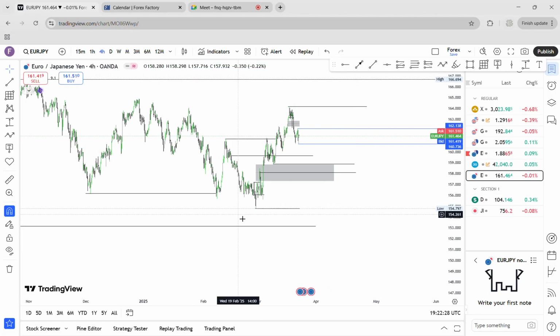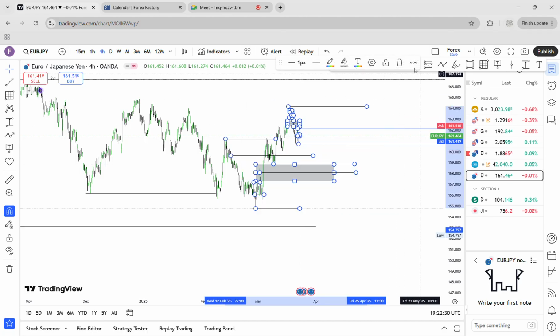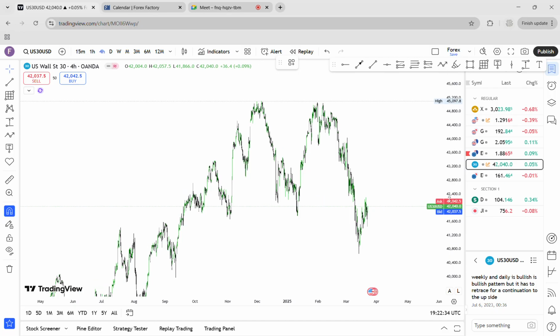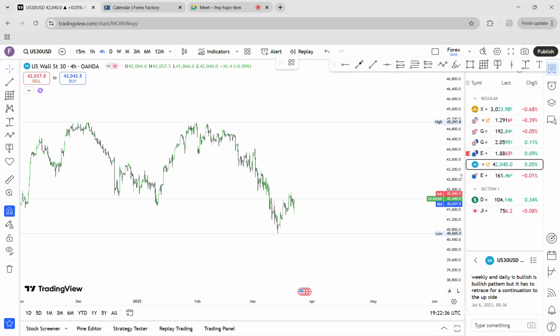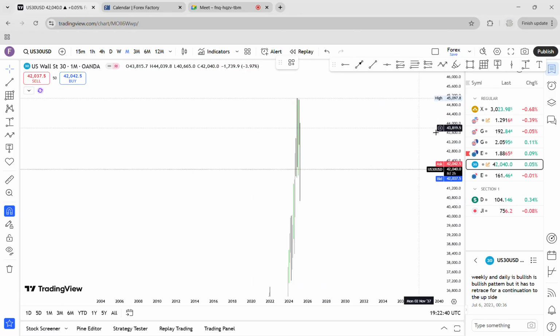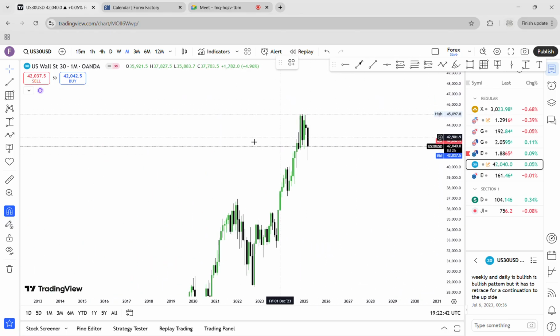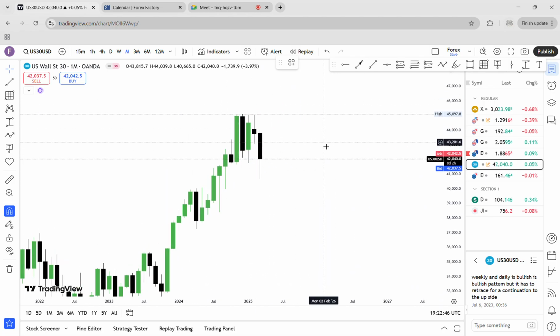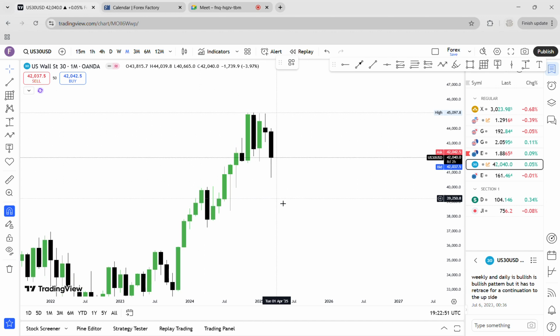Can we do some market structure on a different pair? Yeah. On what pair? Let's go to US 30. So let's look at US 30 from the higher time frame perspective. What does this market do? First of all, let's just talk about this market first. What does the market do?